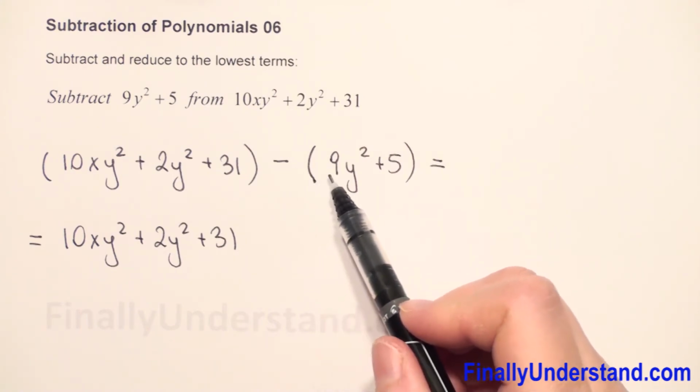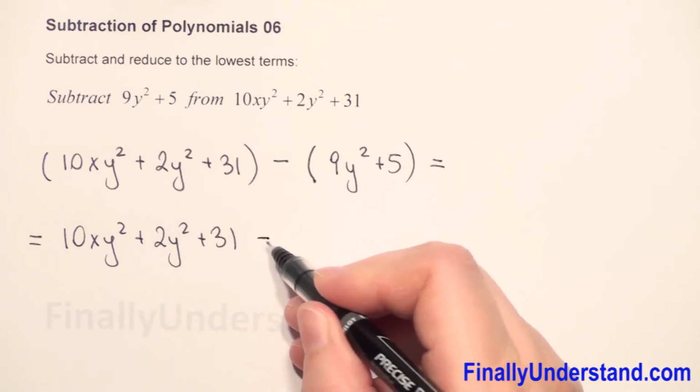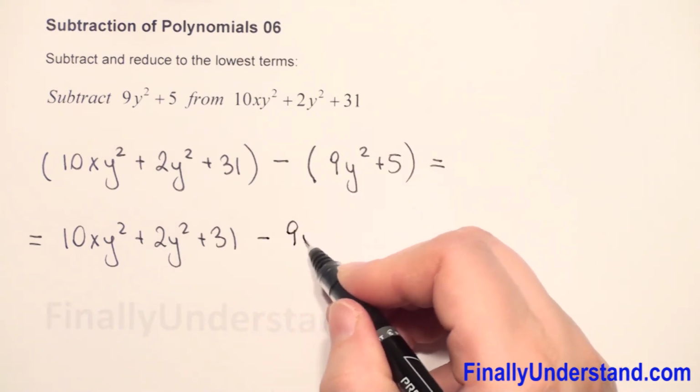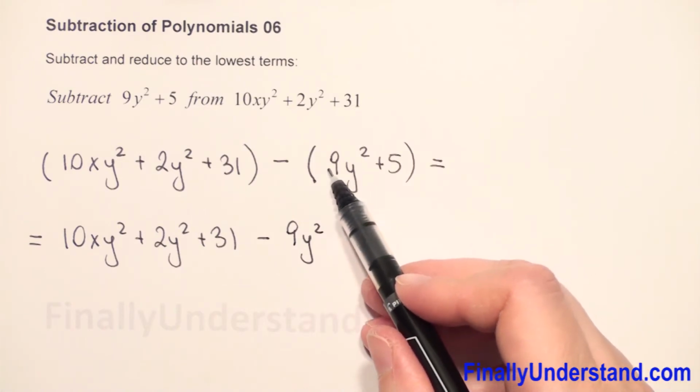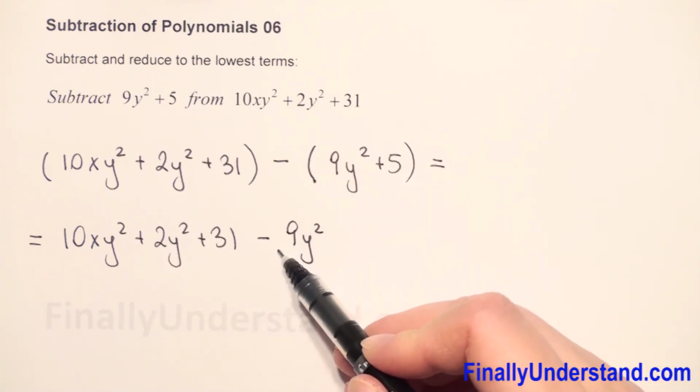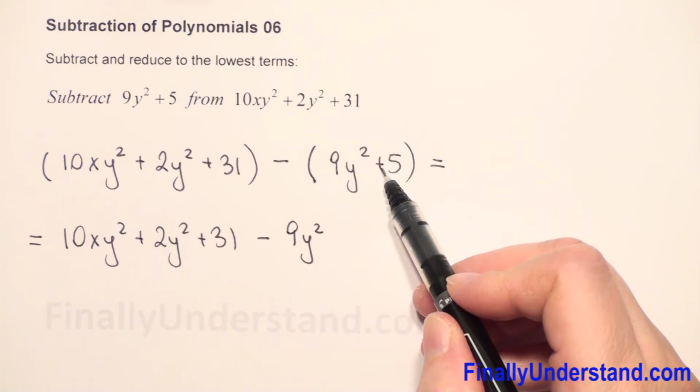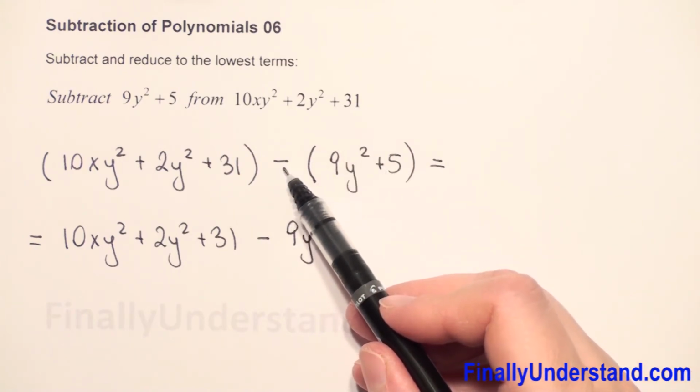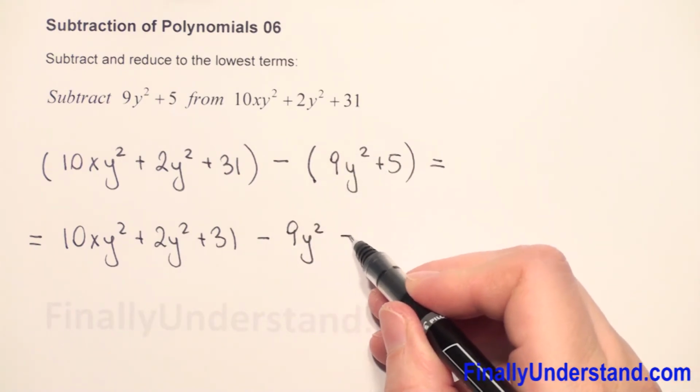So negative and positive give me negative, and we copy 9y squared. We have positive, so now it's negative. And now we have positive 5 because we have a negative sign before parentheses. So now it will be negative 5.